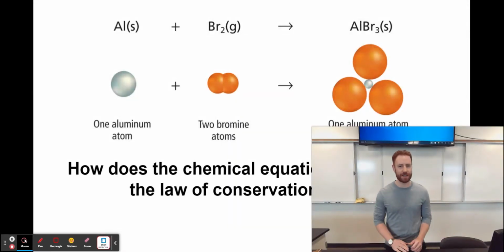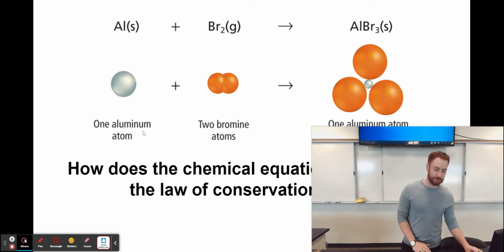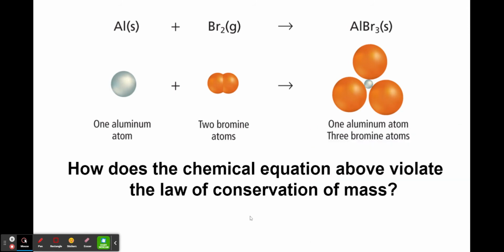I think you're going to like this. A lot of students enjoy this part of chemistry. It's a kind of fun, simple puzzle that you have to figure out. So first question, here's a chemical reaction where aluminum and bromine react to form aluminum bromide. So what I want to know is, do you notice what's wrong with this reaction?